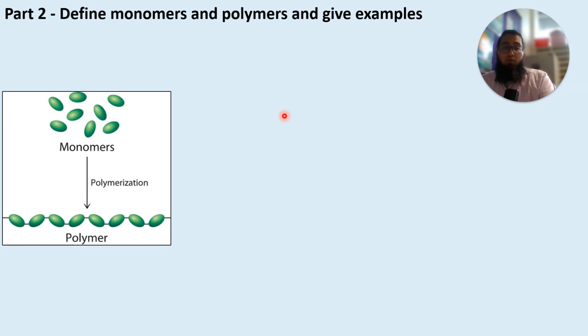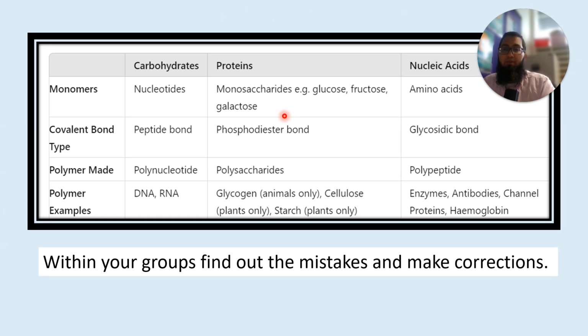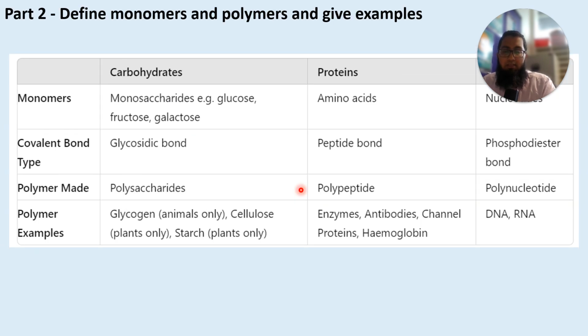So let's start off. What are the learning outcomes of this lesson? You need to know what monomers are and what polymers are. Monomers are smaller units from which larger molecules are made, and polymers are lots of repeating units which are chemically joined together. So this is the correct one.